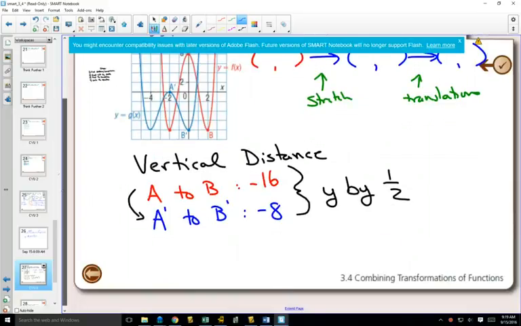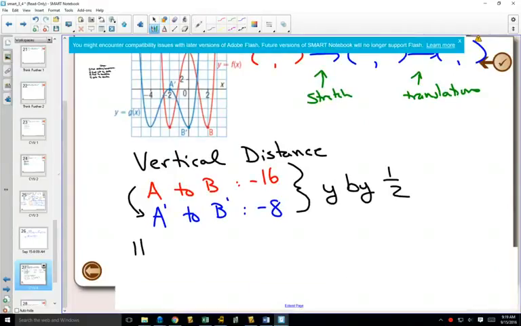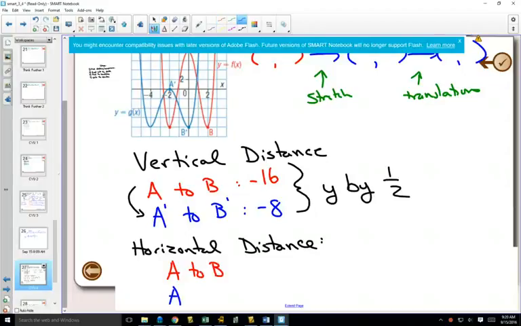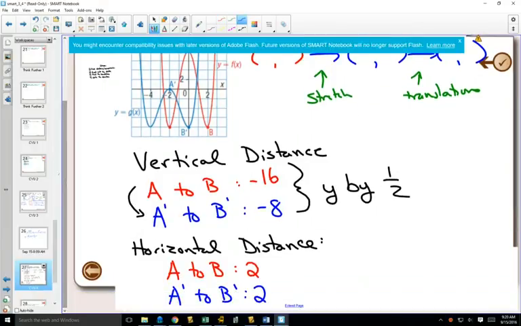We still need to find our horizontal distance as well. Again, we look horizontally from A to B and horizontally from A prime to B prime. We're fussy again. From A to B is positive 2. From A prime to B prime is also positive 2. We can write x by 1. But nothing's happened, right? There's going to be no horizontal stretch or compression in this one.